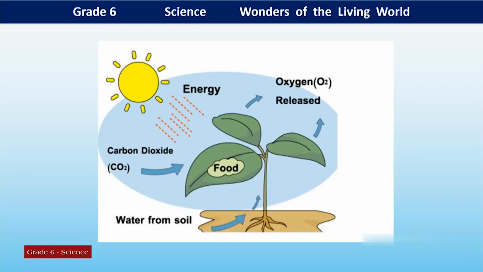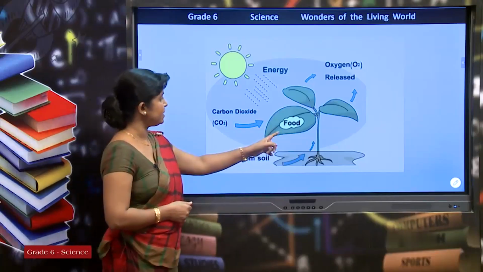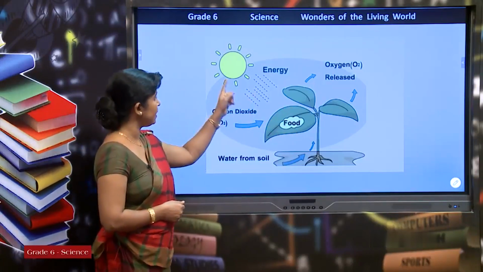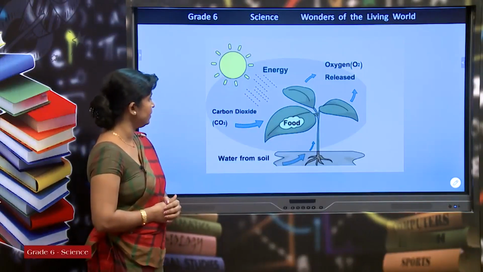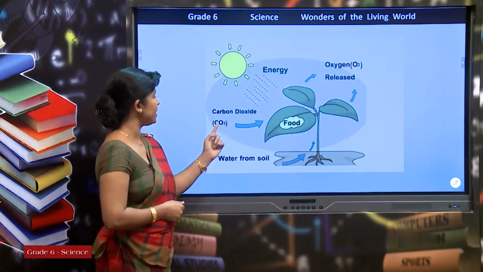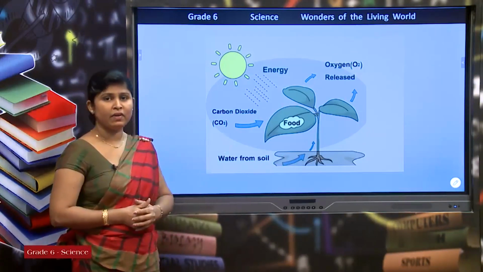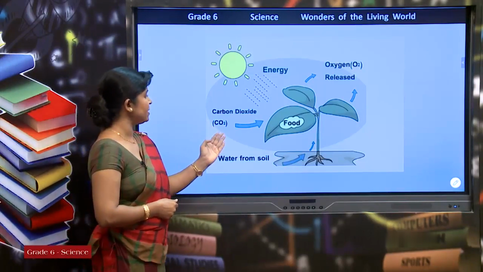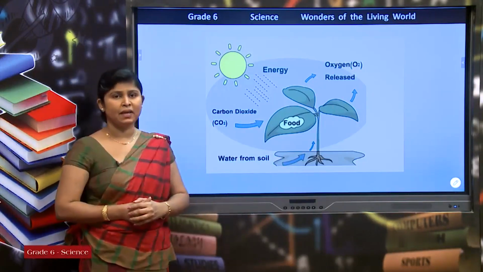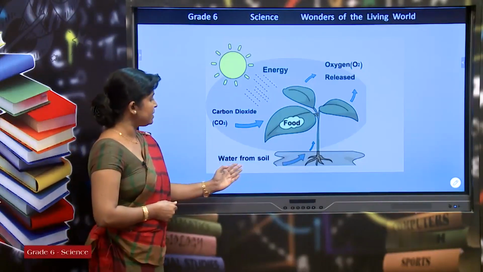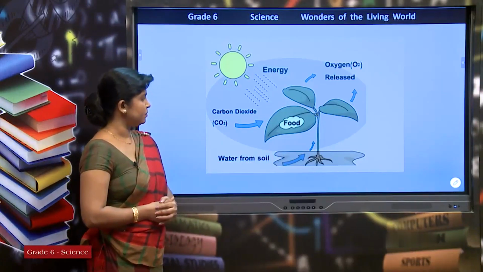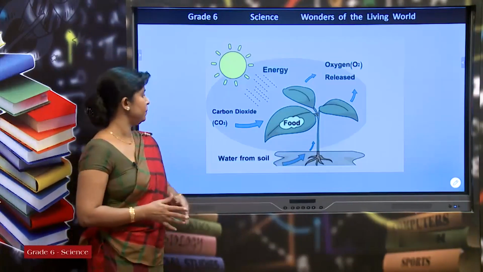You can observe that there is a green plant. The green plant absorbs the light of the sun and the carbon dioxide gas available in our atmosphere. Carbon dioxide is absorbed by the green plant. Then what is absorbed from the soil, right? We will see them again.